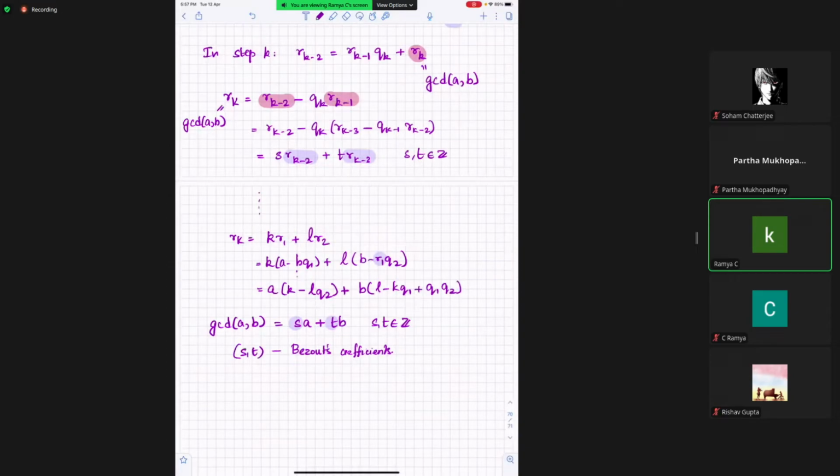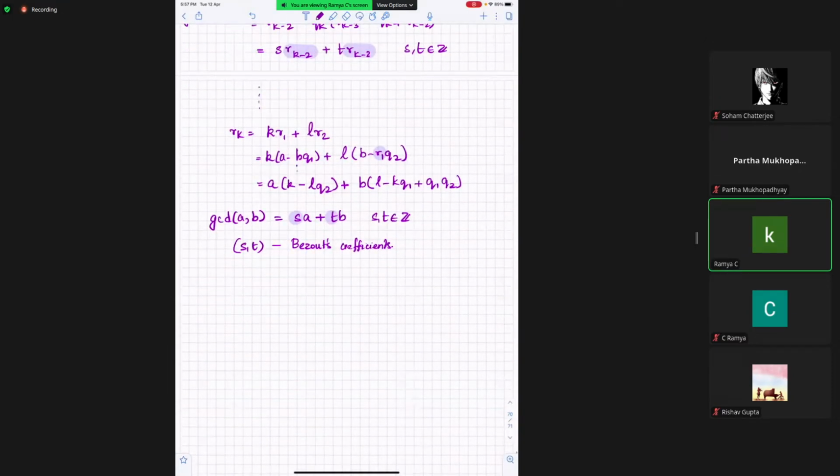So what I actually did was prove Bezout's identity, but via a procedural step argument. I didn't sit and prove it formally, but I told you that the GCD can be expressed this way by giving you a procedure. Is this clear? Okay.